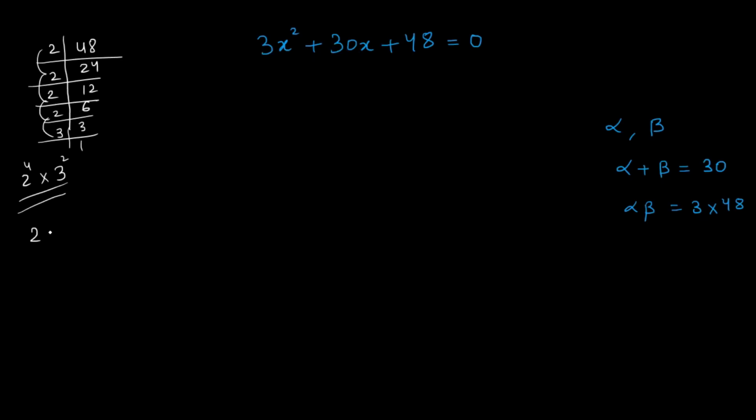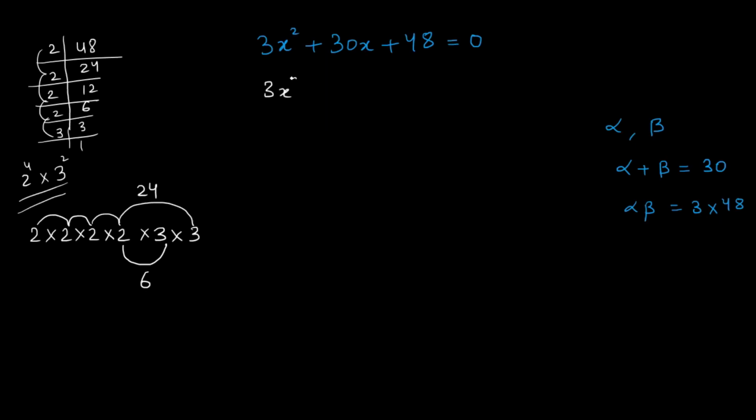2 into 2 into 2 into 2 into 3 into 3. Now, if you take 3 into 2, 6, and 2 into 2, 4, 4 into 2, 8, 8 into 3, 24. This is 24. You can see when you multiply it, it's obviously giving 3 into 48, and when you add it, you will get 30. So we got the two numbers as 24 and 6.